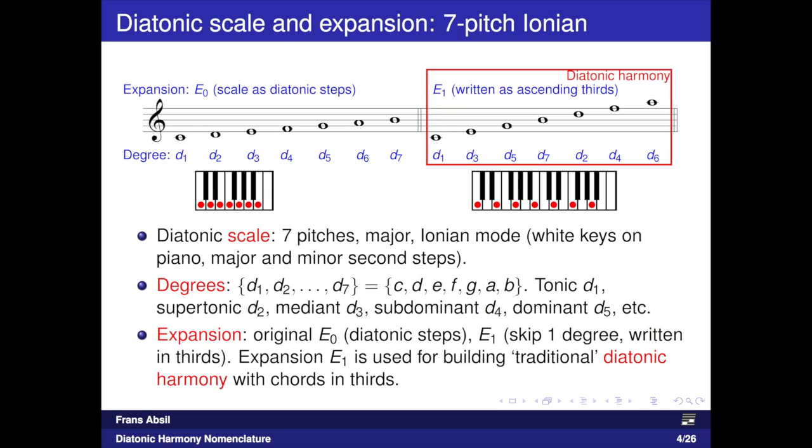On the right of the staff, we see a different notation of the same diatonic 7-pitch scale. In this case, it is written as an ascending series of thirds. This is called the expansion E1, and this expansion turns out to be the basis of diatonic or traditional harmony, tonal harmony, which uses chords in thirds. We derive expansion E1 from the original diatonic scale in expansion E0 by skipping a degree. So we get D1, D3, D5, D7, D2, D4 and D6, which is the series of ascending thirds. The entire Schillinger book on the special theory of harmony is based on this first expansion of a diatonic scale.